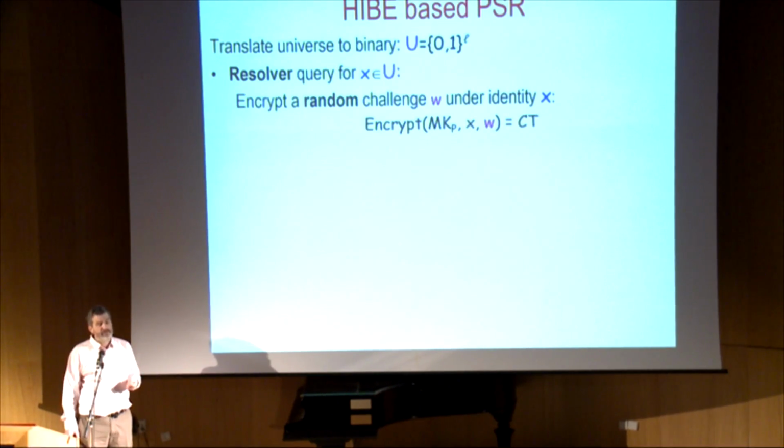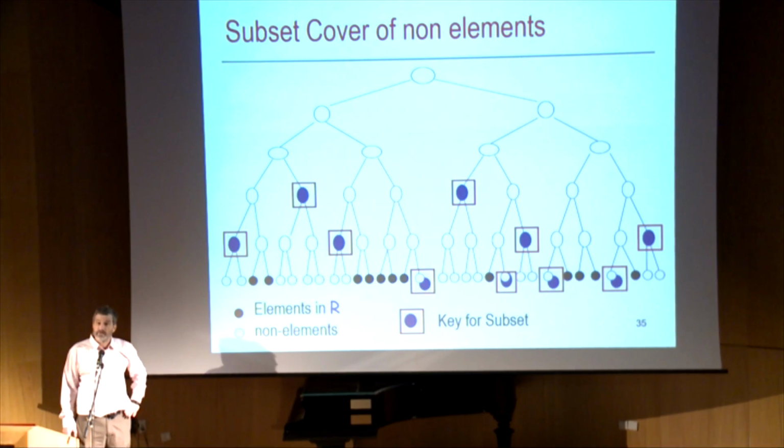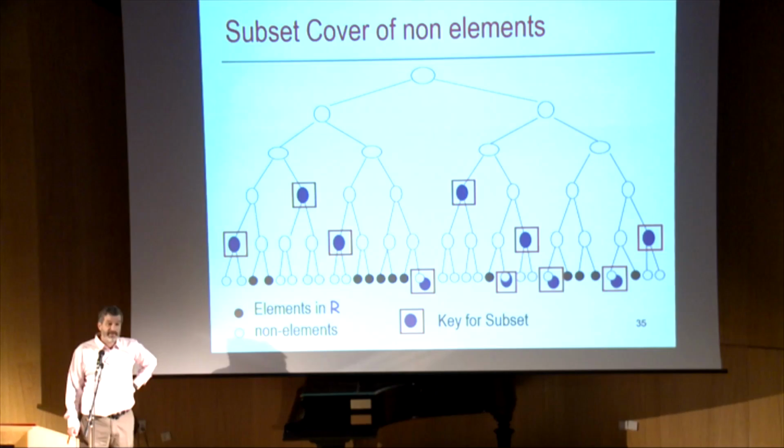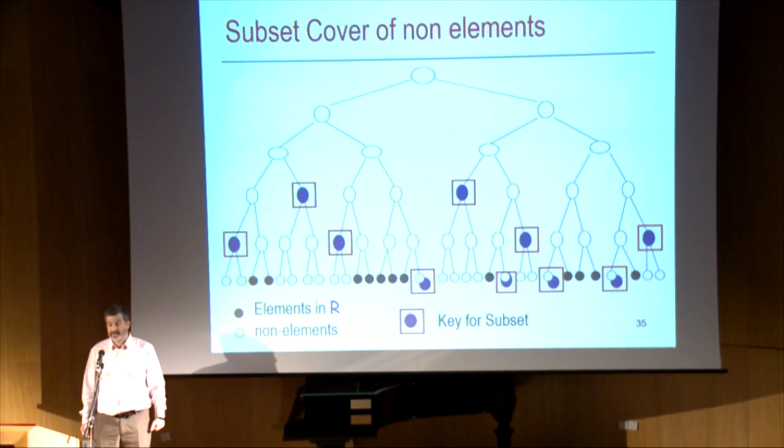When X is not in R, what the secondary needs to convince the resolver is that he knows the corresponding secret key to X. If he knows the corresponding secret key to X, that means that X is not in R. How do you prove that you know the corresponding key to X? Well, there are two simple methods. Either he sends a random encrypted challenge and you decrypt it and send it back. That's one possibility. The other possibility is to give him the key. It's not a big secret.